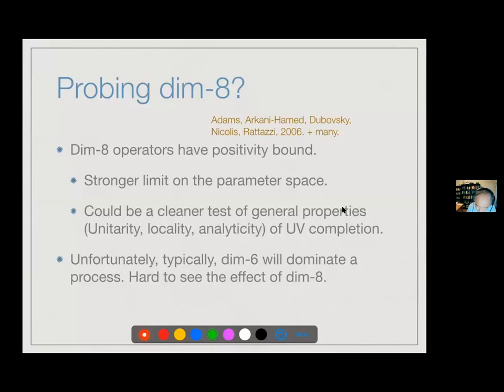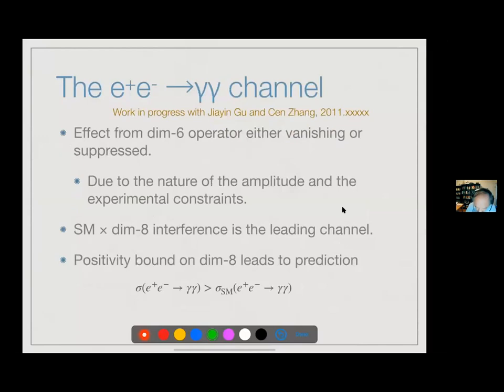Okay. So in our work, we wanted to point out there is actually such a channel, a special channel where such a clean test can be made. Okay, so this is the e+e- to gamma gamma channel, and also similarly the mu+mu- to gamma gamma channel. Okay, and in this channel, and I don't have time to go through the full argument here, the effect from dimension six operators is vanishing or highly suppressed.